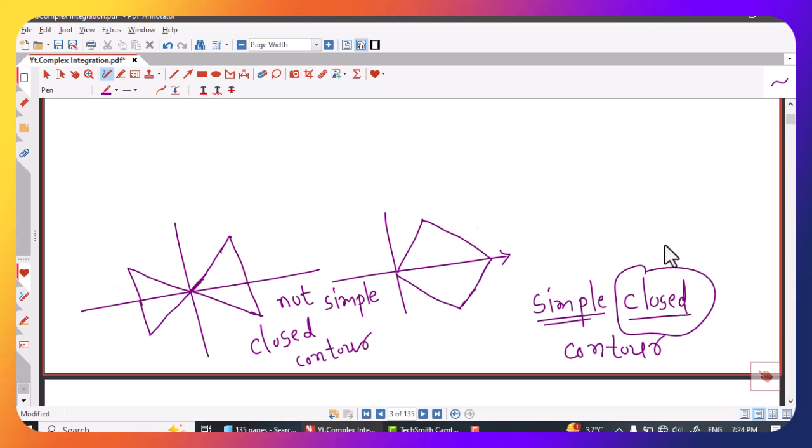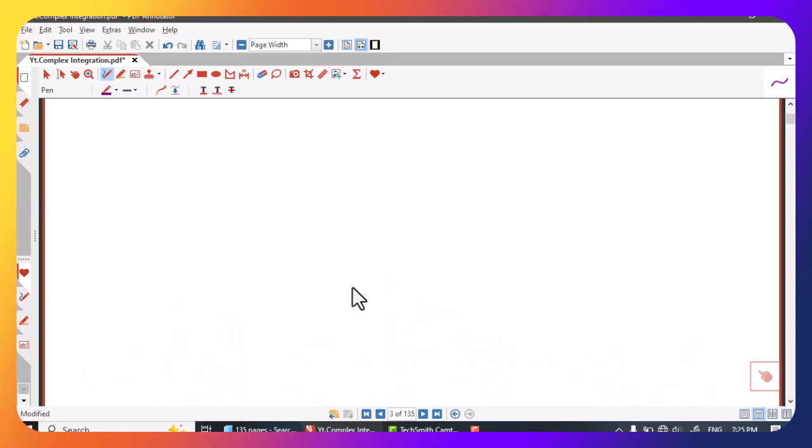So we are going to understand all these things, and we will see how all this terminology is going to be used in the concept of complex integration. Without understanding all this terminology, you will not be able to evaluate complex integrals or contour integrals.